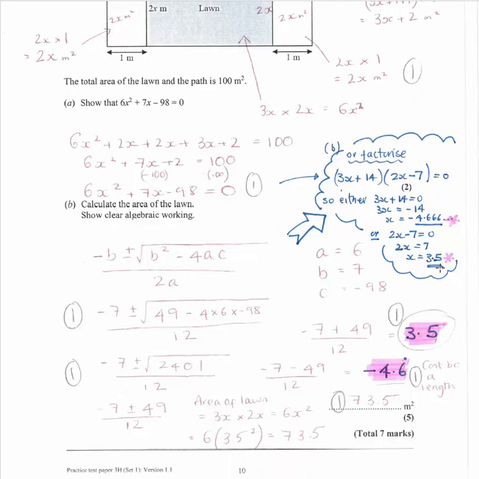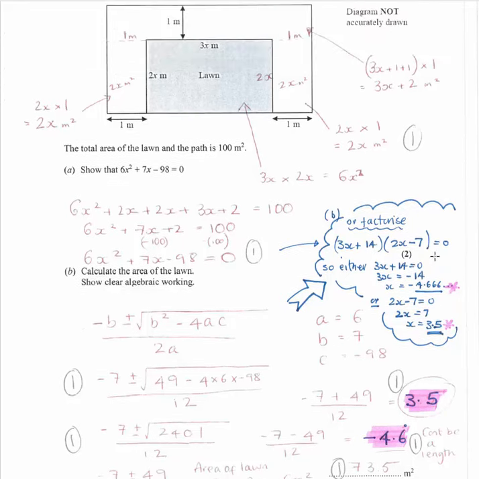We've got to choose what's a sensible answer. We're looking at working out what the value of x must be. And in this particular problem, it doesn't make sense for x to be negative. So we're not going to use that. We can't have a negative length. And so we just take the one answer here of 3.5. So we now know that x is 3.5.